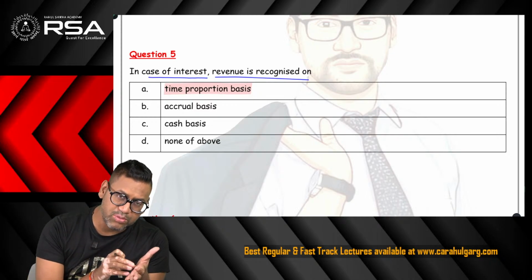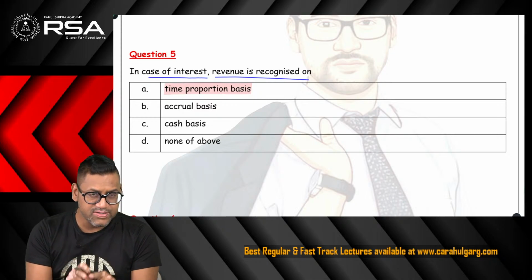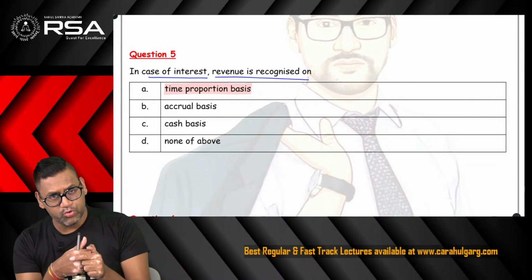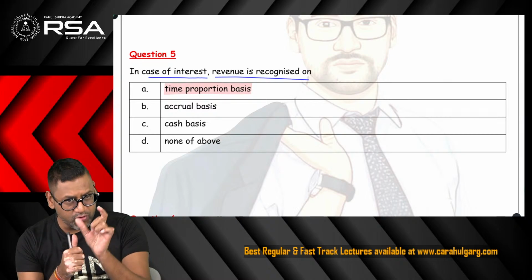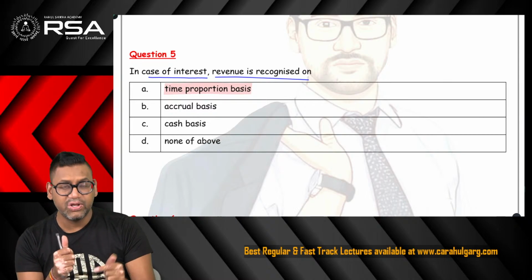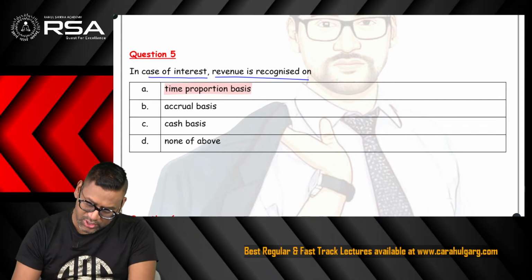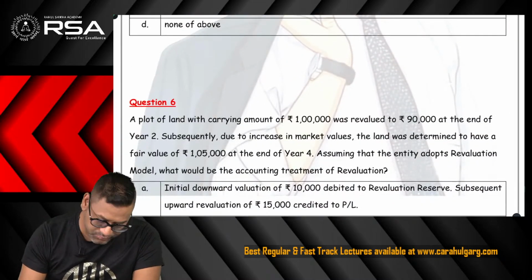Now you are closing the books on 31 December. The last interest was paid on 30th of September. So as per the time proportion basis, the interest you have already earned for the month of October, November and December. So interest is always recorded on the time proportion basis.